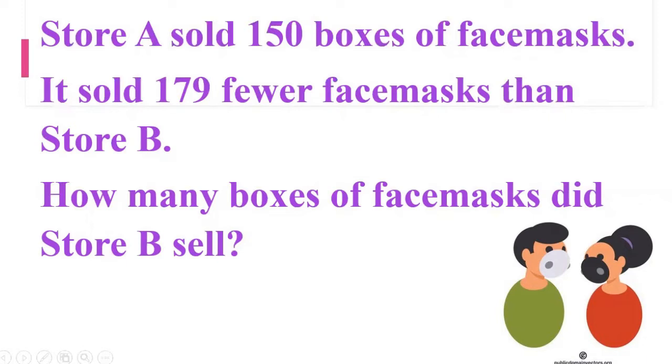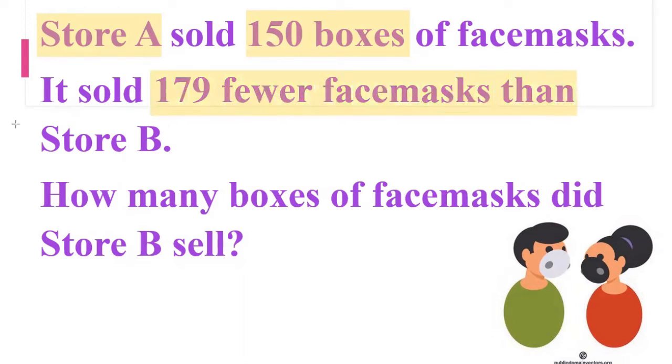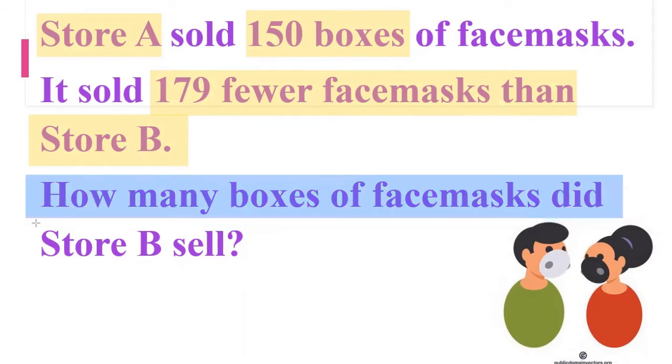So first, after reading it, it will be better if you highlight it, or if you want, you could list it down or write down what we know in this problem. In this case, I'll be highlighting it. So we know here we have store A. Store A sold 150 boxes, and it sold 179 fewer masks than store B. And then the question we need to solve: how many boxes of face masks did store B sell?